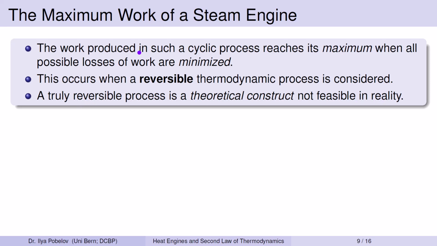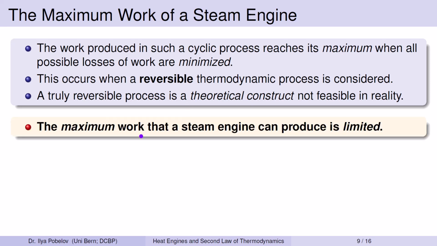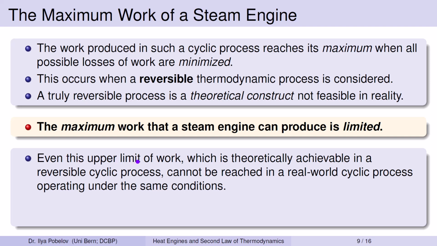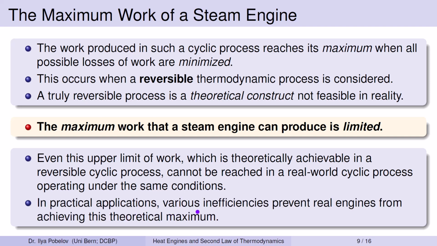Carnot described such a reversible cyclic process in detail. From his analysis, we can answer the first fundamental question. The maximum work that a steam engine can produce is indeed limited. Furthermore, even this upper limit of work, which is theoretically achievable in a reversible cyclic process, cannot be reached in a real-world cyclic process operating under the same conditions. In practical applications, various inefficiencies prevent real engines from achieving this theoretical maximum.